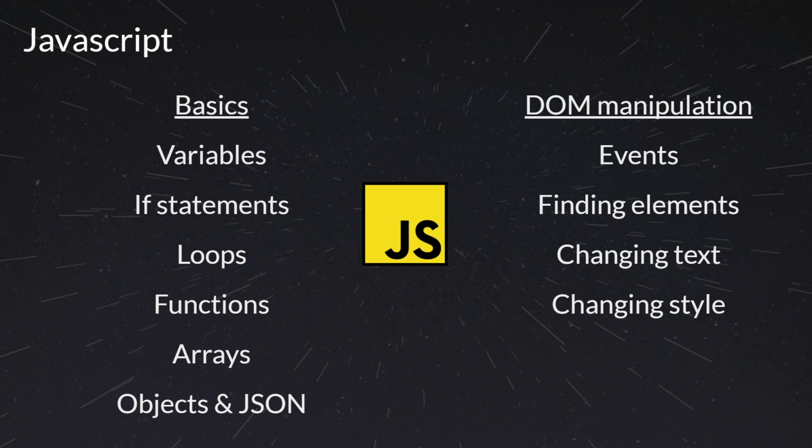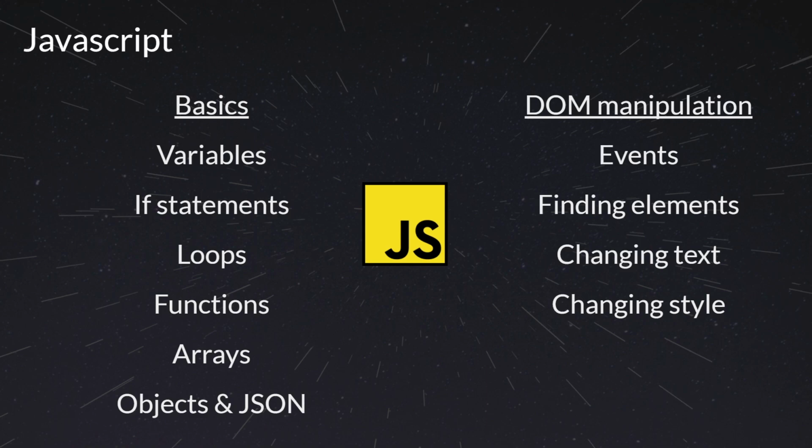If statements is how you create decisions based on your data. Let's say you want to check if some text that the user has entered in a text field is equal to some other text. If so, you want to do something. If not, maybe you want to do something else. Loops, how you repeat code for a certain amount of time.